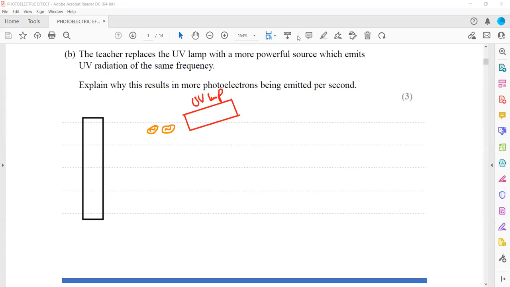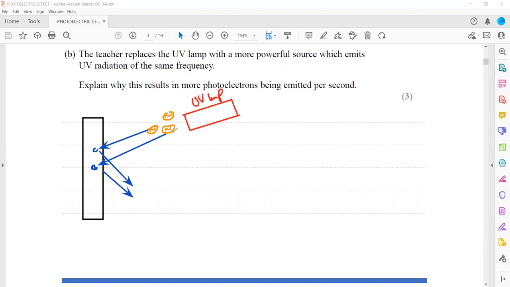So one electron absorbs one photon at a time. As a result, what will happen when two photons are emitted out from the lamp? The electron will absorb those two photons and they will go out. But now in the question, we keep the energy of each photon the same. We are not changing their energy.